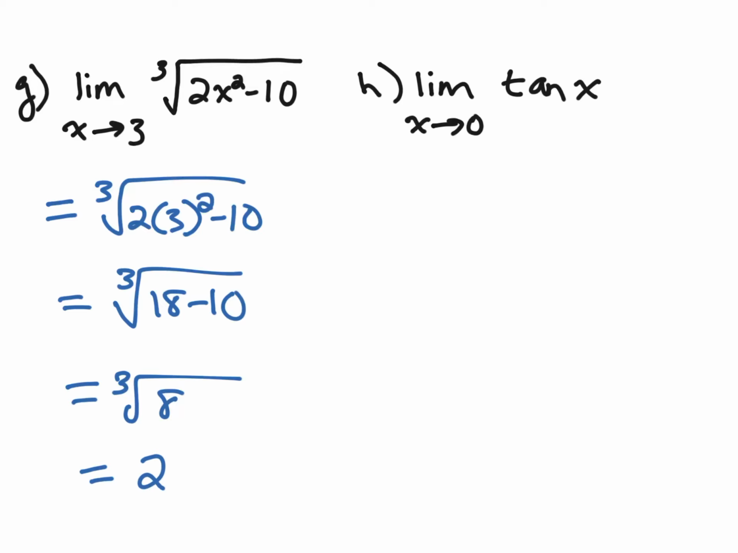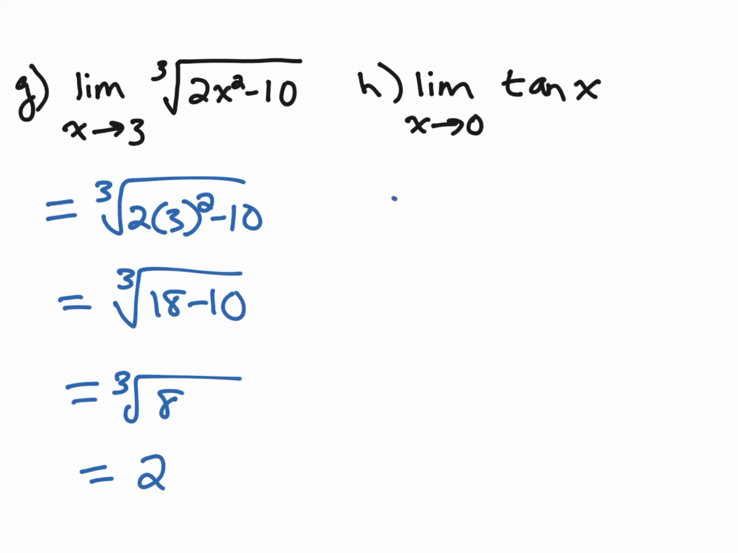If this had not been a perfect cube, if it had been the cube root of 10, that's what you would give me as your answer, the cube root of 10. You simplify as far as you can, but you don't put it in the calculator and round. Okay? So this one happened to be a perfect cube. It came out nicely. Okay, the limit as x approaches 0 of tangent of x.